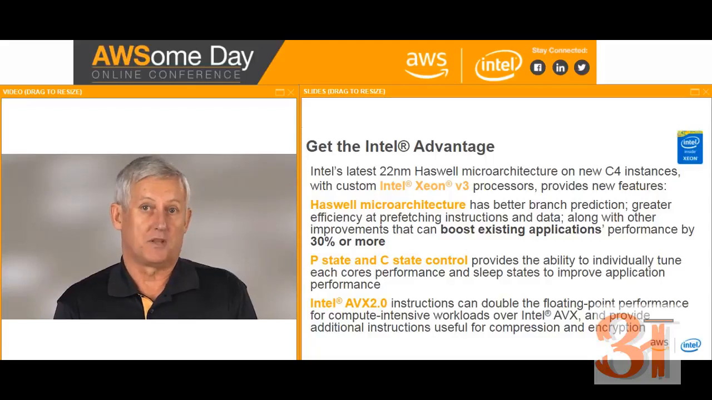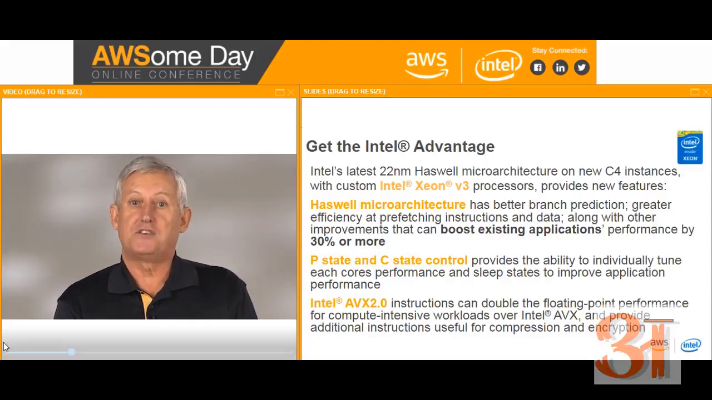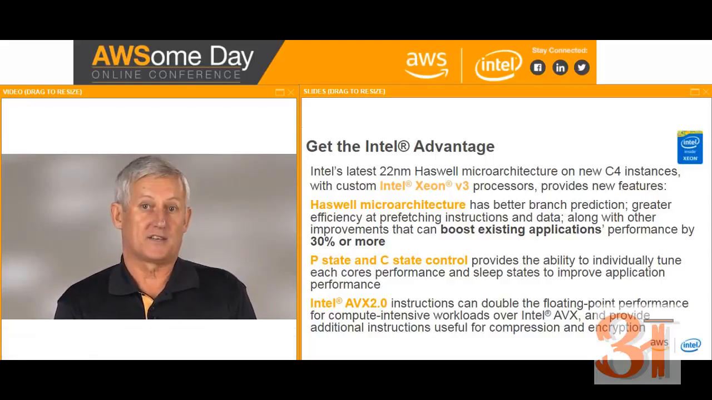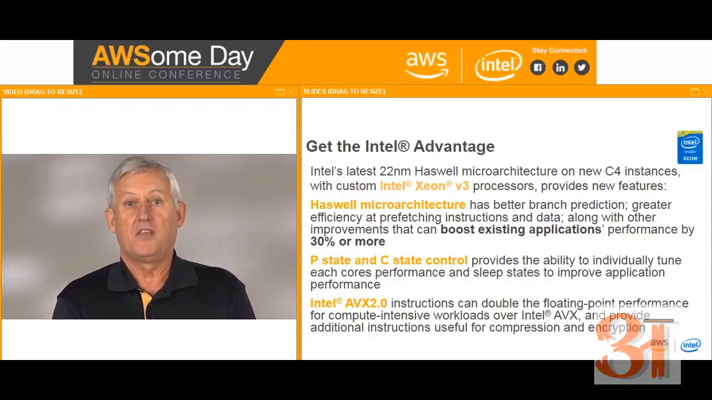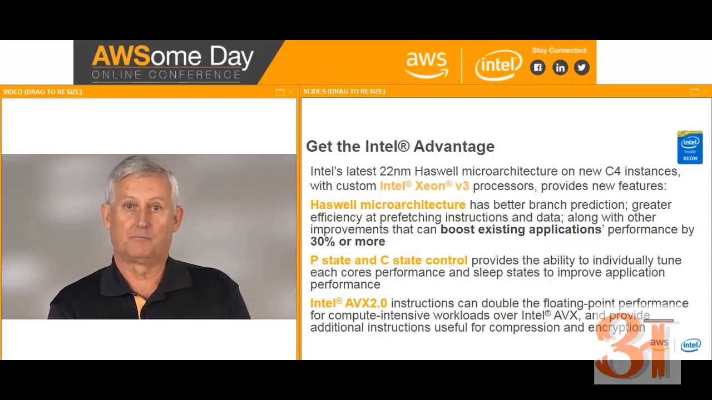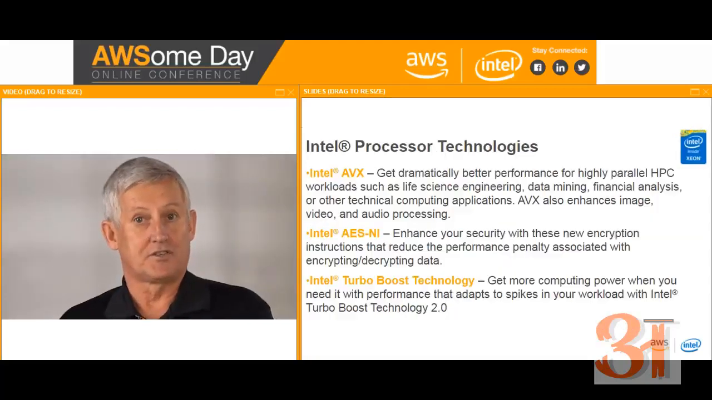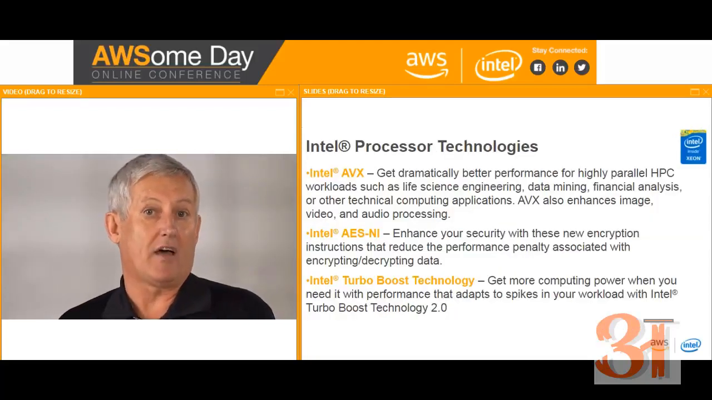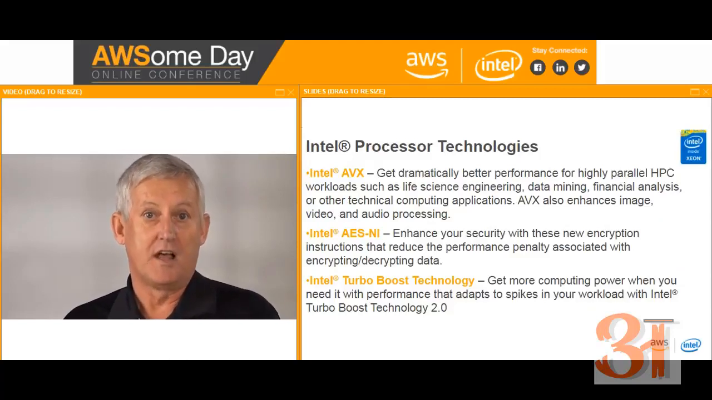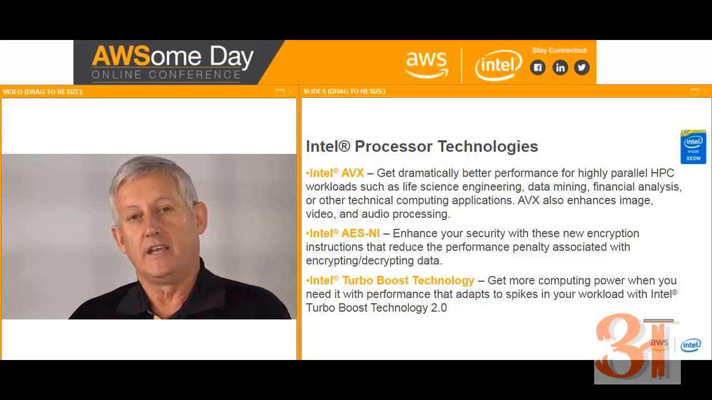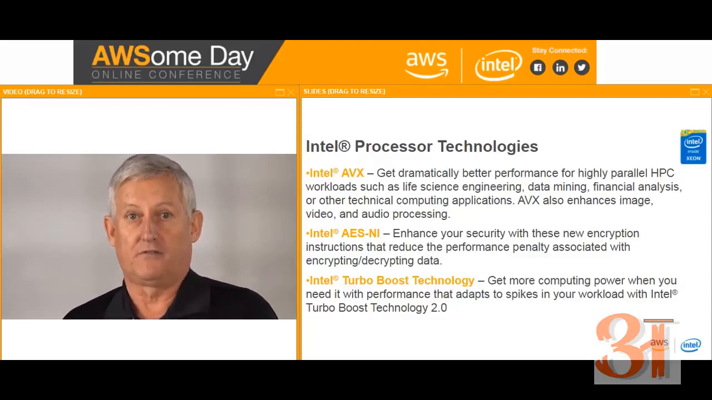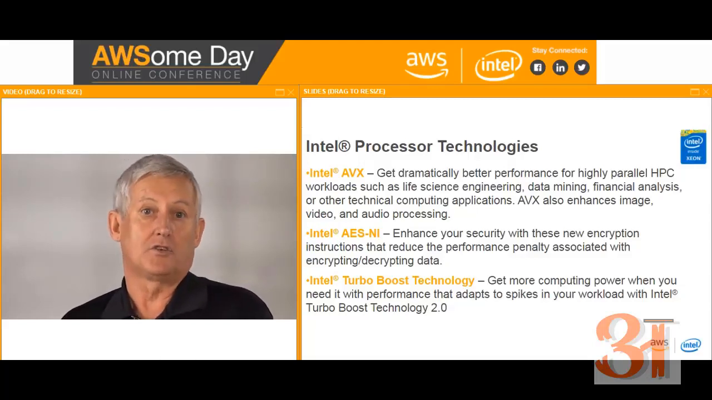Through its relationship with Intel, AWS provides its customers with the latest and greatest Intel Xeon processors that help in delivering the highest level of processor performance in Amazon EC2. Intel Xeon processors have several other important technology features that can be leveraged by EC2 instances. Intel AVX is perfect for highly parallel, high-performance computing workloads such as life sciences or financial analysis.